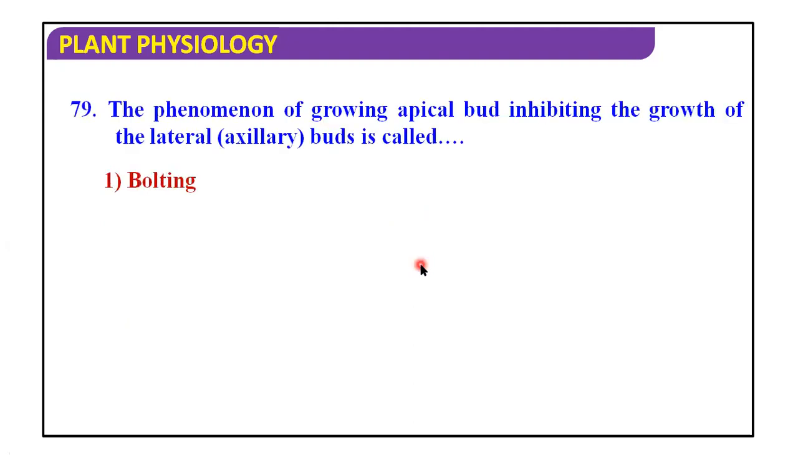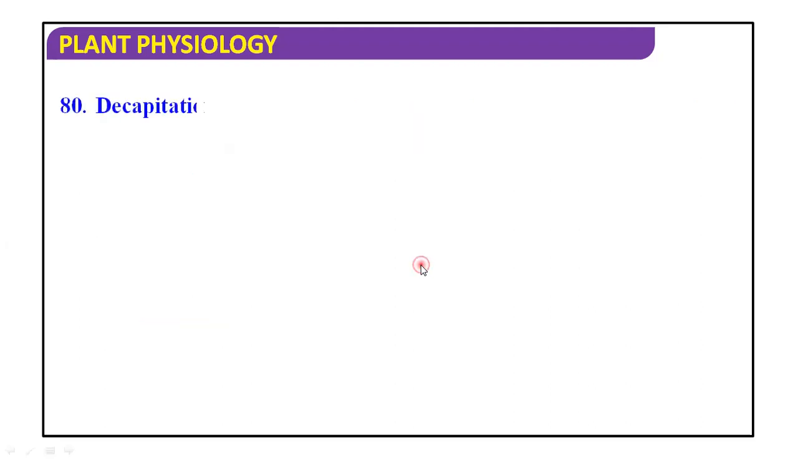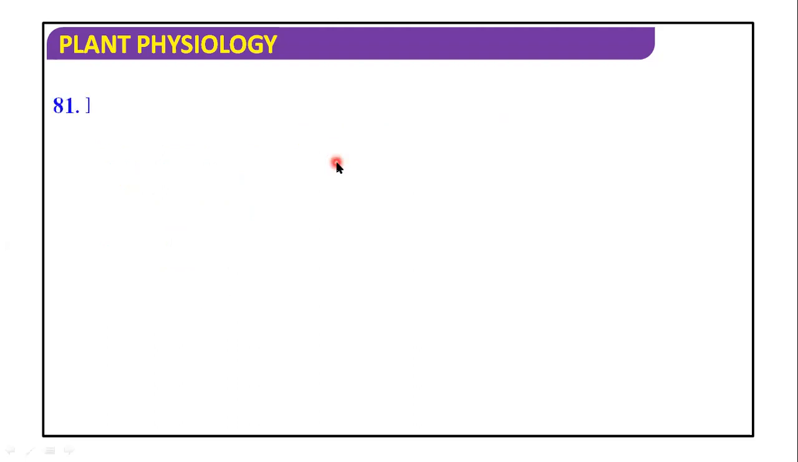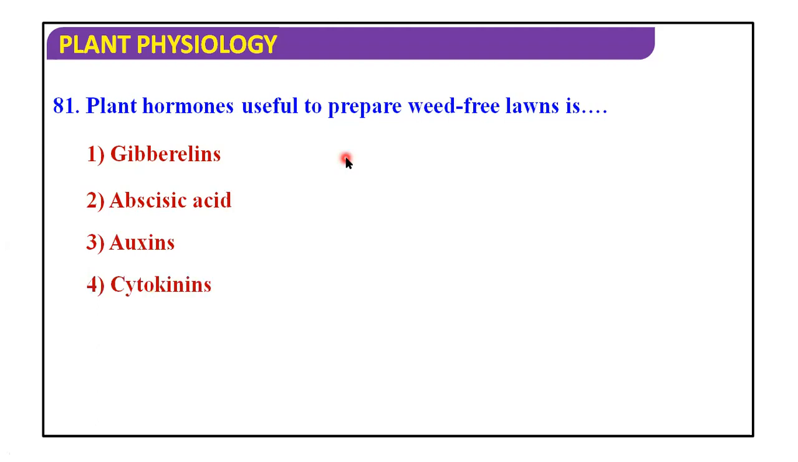The phenomenon of growing apical bud inhibiting the growth of the lateral bud is called bolting, apical dominance, plasticity, or dormancy. Answer is apical dominance. Decapitation results in improvement in the yield of tea plantation because of loss of gibberellin, abscisic acid, auxin, or cytokinin. Answer is auxin. Plant hormone useful to prepare weed-free lawn is gibberellin, abscisic acid, auxin, or cytokinin.